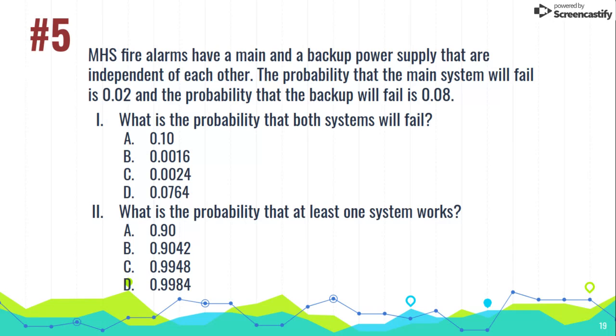The probability that both systems will fail is B, 0.0016. The probability that at least one system works is D, 0.9984.